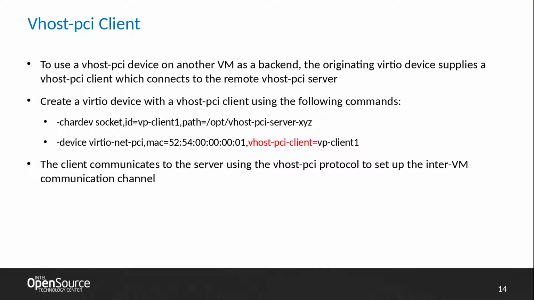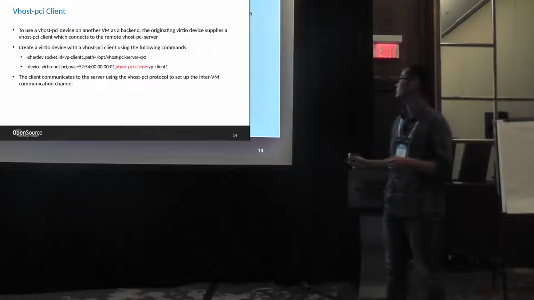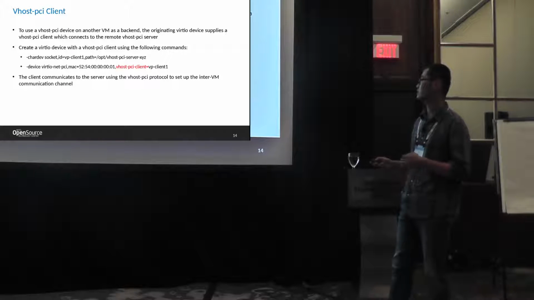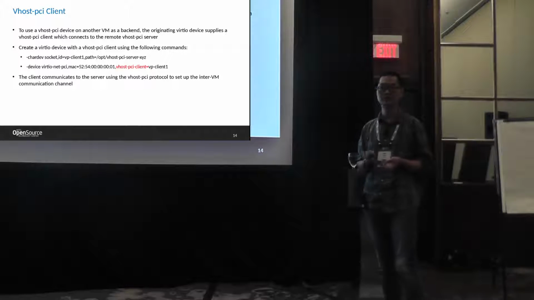Next is the vhost PCI client. To use a vhost PCI device on another VM as a backend, the originating virtio device, that is the front end, should supply a vhost PCI client and connect to the server. So here is a command example to create this client. And the client communicates with the server via the vhost PCI protocol to set up the inter-VM communication channel.